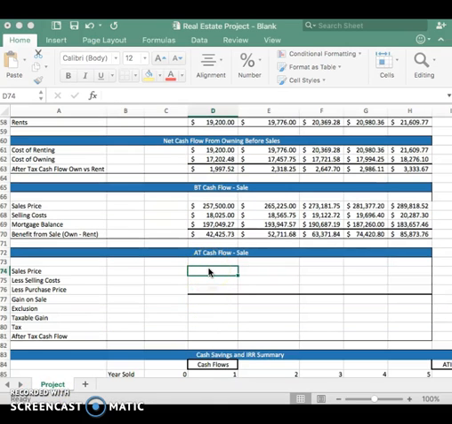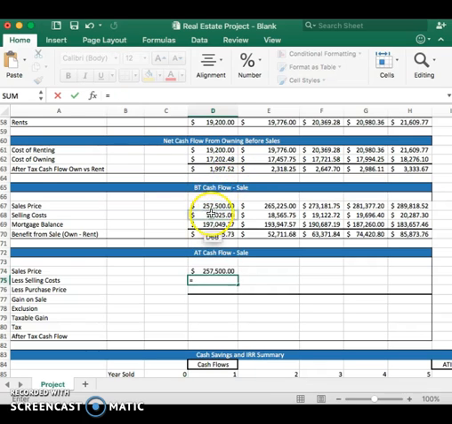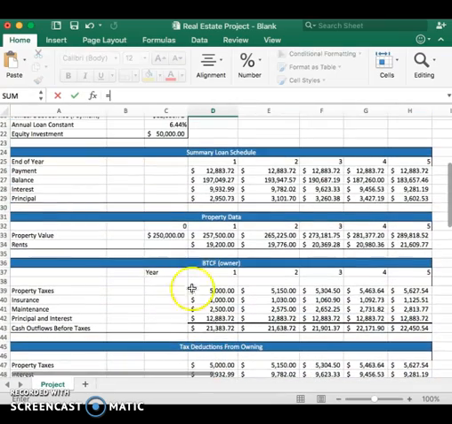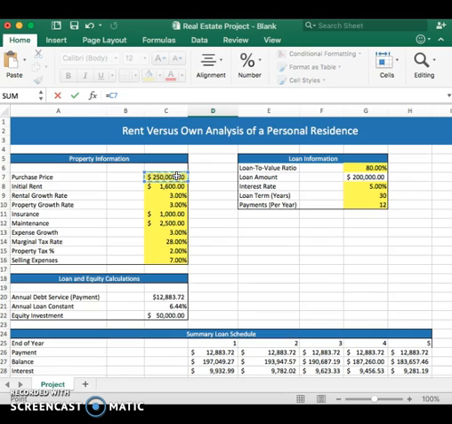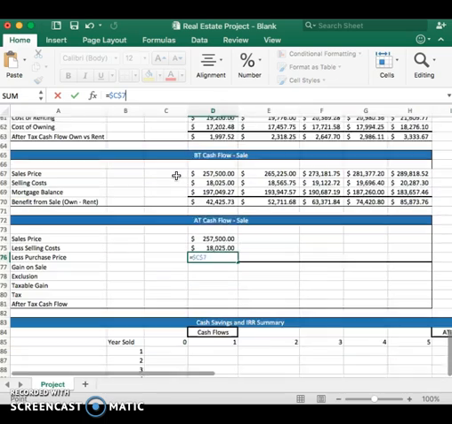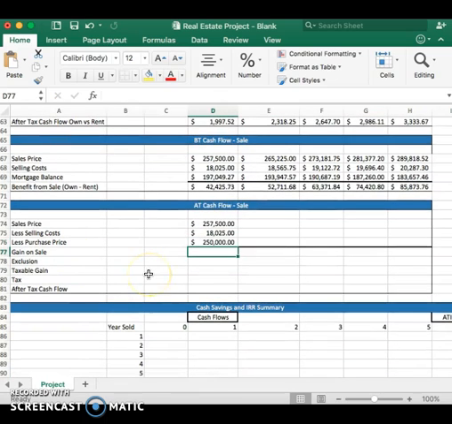We can copy that directly over, and that is the before tax cash flow for the sale. Next, we take the sales price, which can be found right here, and then the selling costs, which can be found right here, and then the purchase price, which can be found at C7, and we have to lock that. And then the gain on sale, which can be found by taking this minus this minus this.